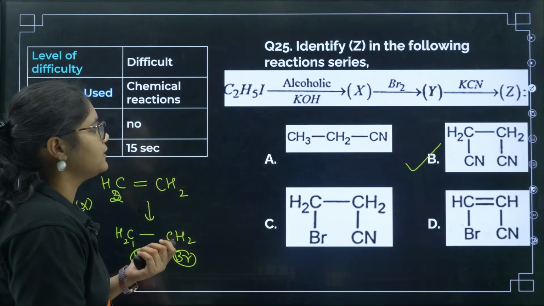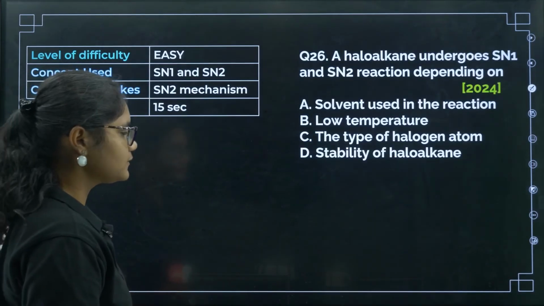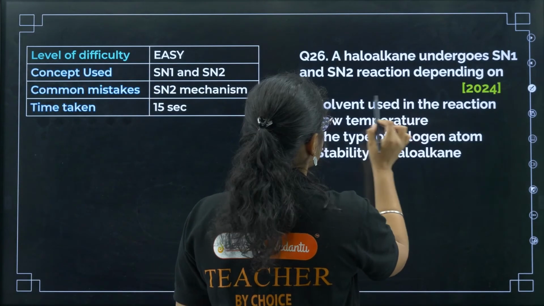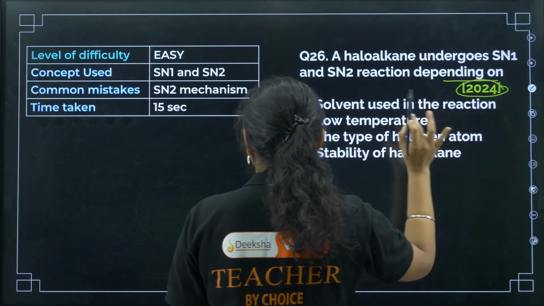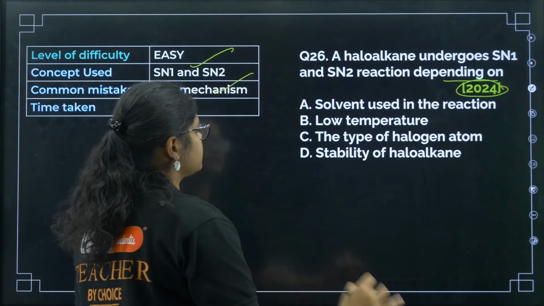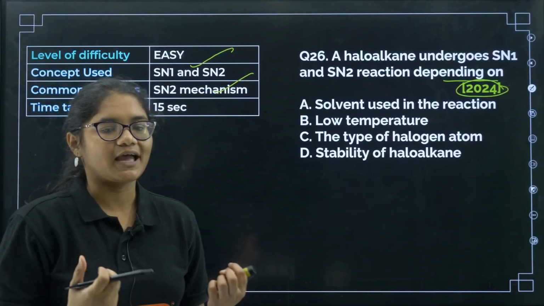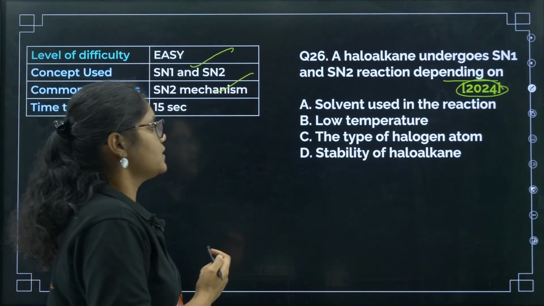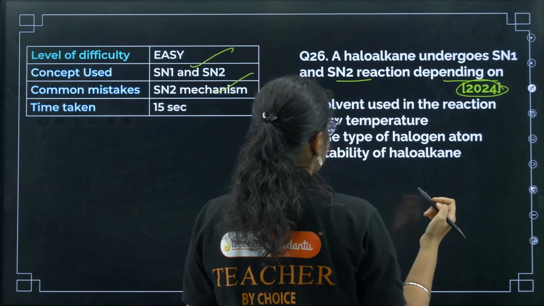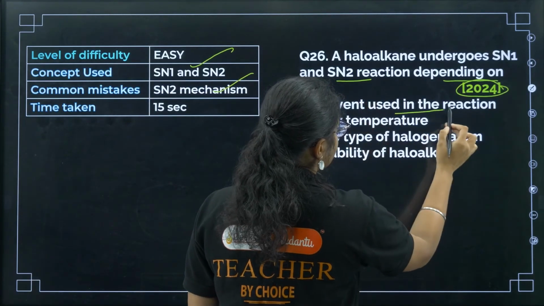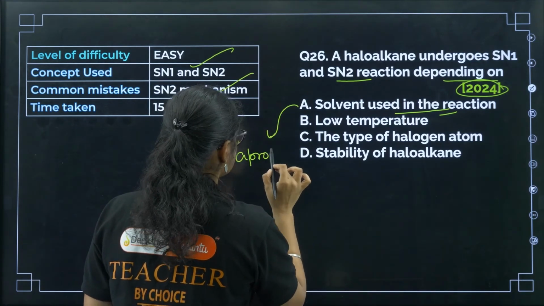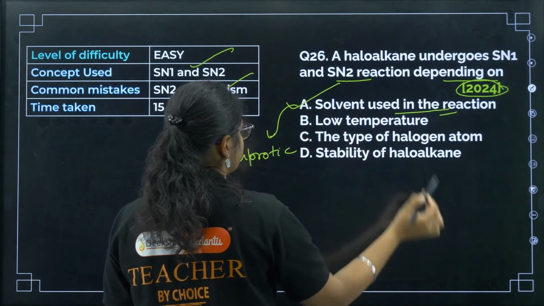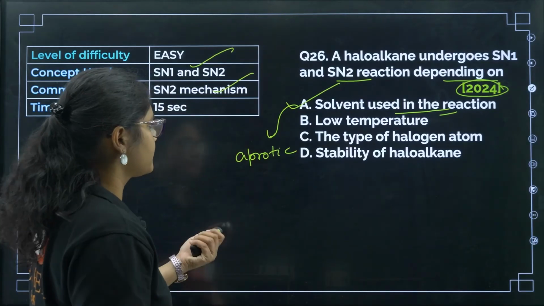Okay, fine. Next question. A haloalkane undergoes SN1 and SN2 reaction depending on... This question was asked in 2024. Again a simple question, you just need to know about the mechanism of SN1 and SN2. SN2 reaction depends on the solvent used in the reaction. So you should know that you should have an aprotic solvent. Okay, so the correct answer will be option number A.